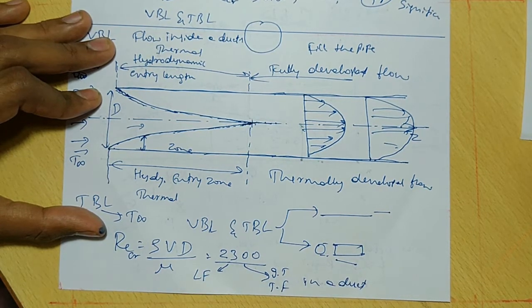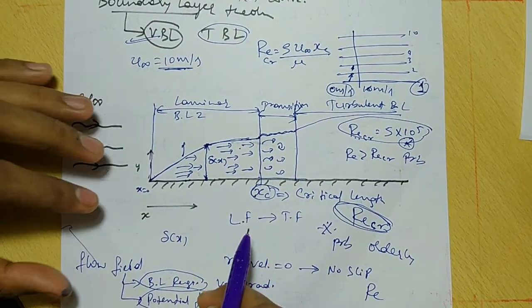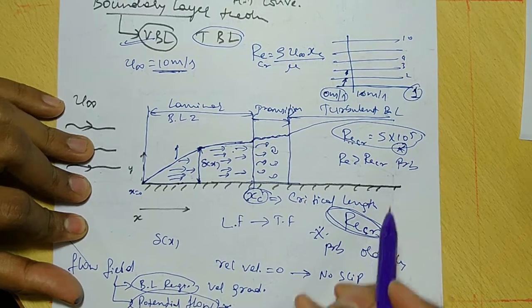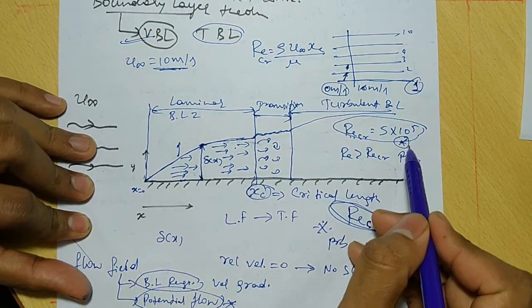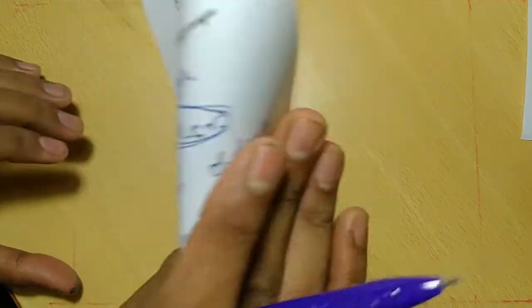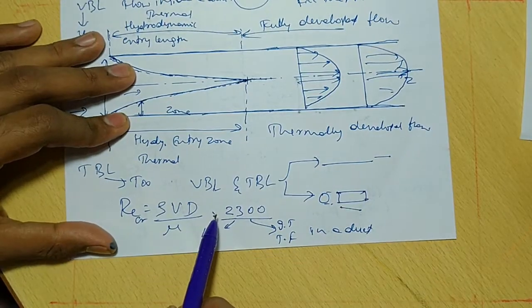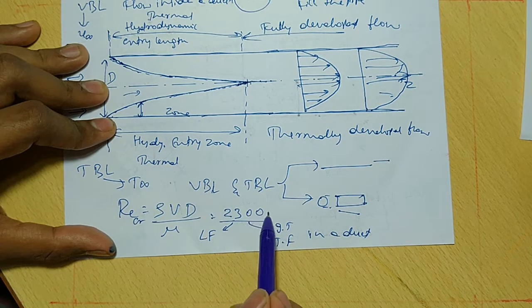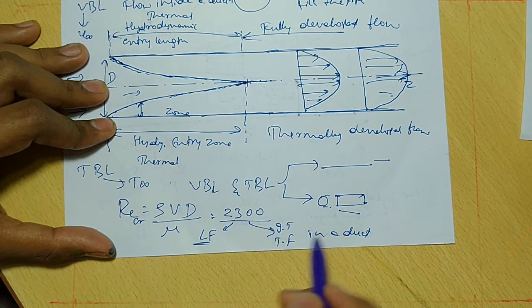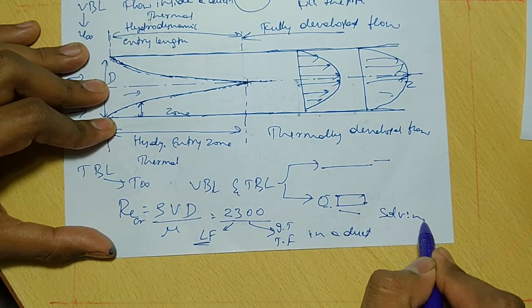Always keep in mind that there are two conditions: for a flat plate or flow over the surfaces, the critical Reynolds number we take as 5 into 10 to the power of 5. If it is less than this, laminar. If it is greater than this, turbulent. But in the flow inside a duct, if the Reynolds number is less than 2300, it is laminar flow. If it is greater than 2300, that is turbulent flow. This is very important while solving the problems.